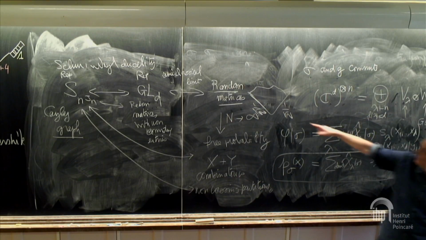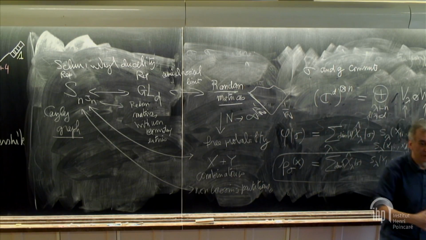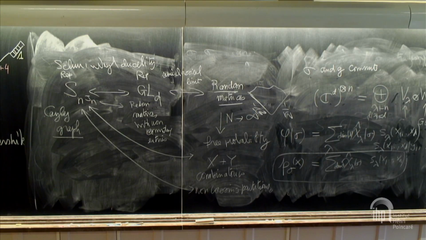All the Thoma characters in this regime will go to 0. They will converge to the character of the regular representation of S infinity, but they will go to 0 at a certain speed, and we will need to measure this speed of convergence to 0. Yes?